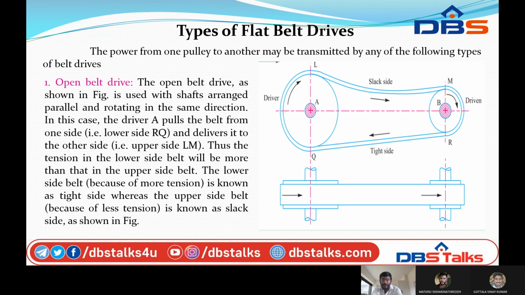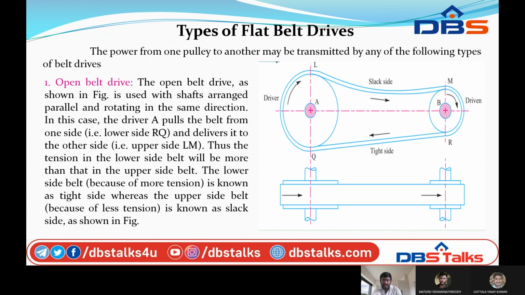In this case, the driver A pulls the belt from one side. So the lower side is RQ. We can see the figure also. In the open belt drive, these are the two shafts, the driver shaft and the driven shaft. The driver is the large pulley and the driven is the small pulley. The two pulleys are arranged in the same direction and rotate in the same direction.